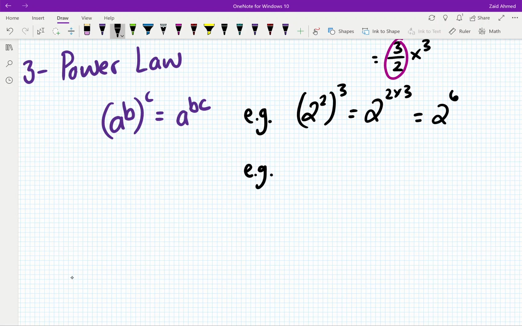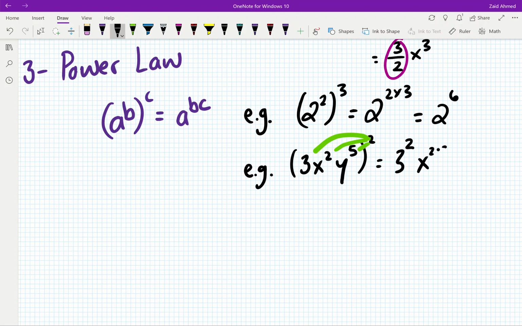And if you had a coefficient attached to it, so let's say 3x to the power of 2, y to the power of 5, all to the power of 2, the exponent will be applied to every single one of them. So it would look like 3 to the power of 2, x to the power of 2 times 2, y to the power of 5 times 2, which is equal to 9x to the power of 4, y to the power of 10.